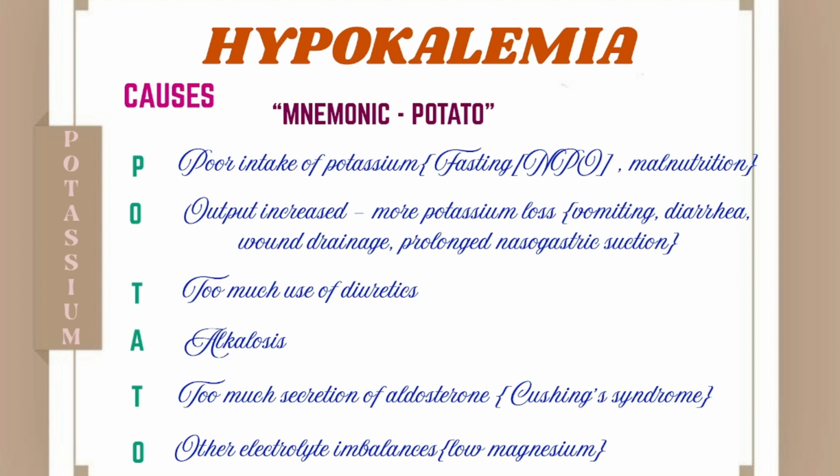So we have to always keep in mind, whenever we are correcting potassium imbalance, we have to check the level of magnesium in the body. So these are the causes of hypokalemia. Potato: poor intake of potassium, increased output, too much use of diuretics, alkalosis, too much secretion of aldosterone, and other electrolyte imbalance, that is mainly low magnesium.